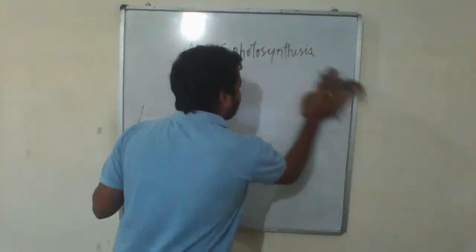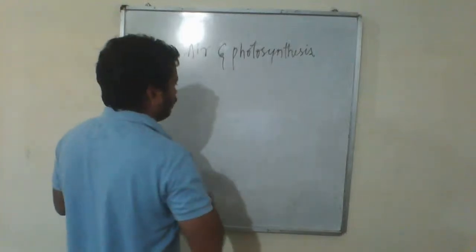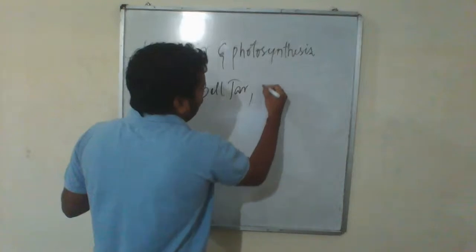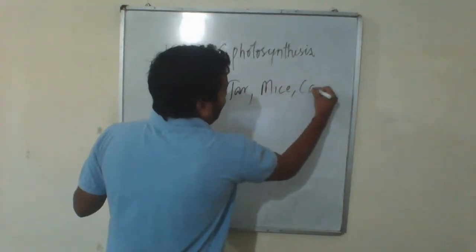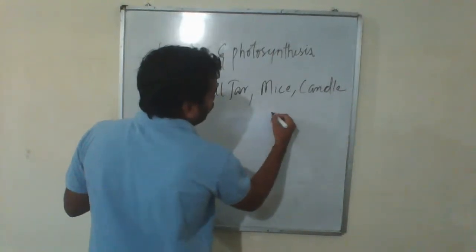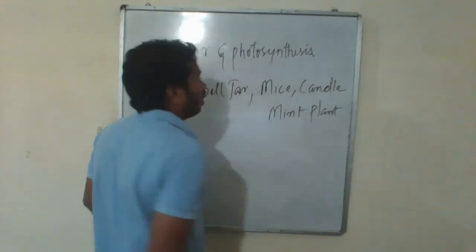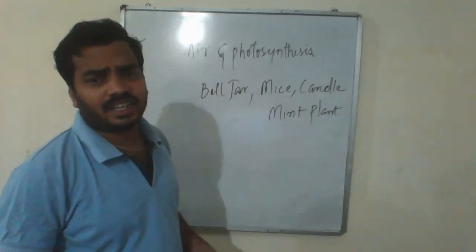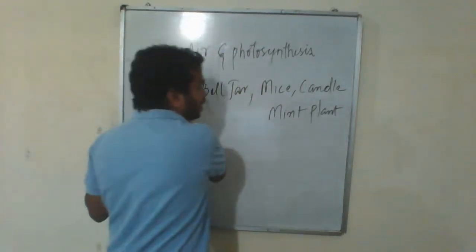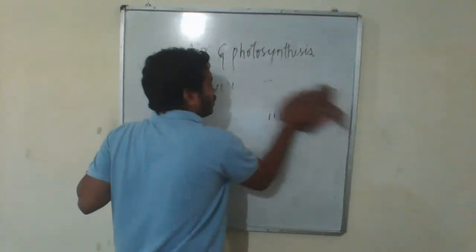So in a bell jar experiment, we need mice, a bell jar, I'll explain what a bell jar is, a candle. Along with that, we need a mint plant. These are all we need to perform this activity. This activity was performed by Joseph Priestley. So, see what exactly he did using this apparatus.